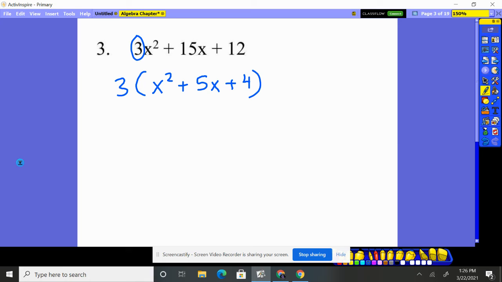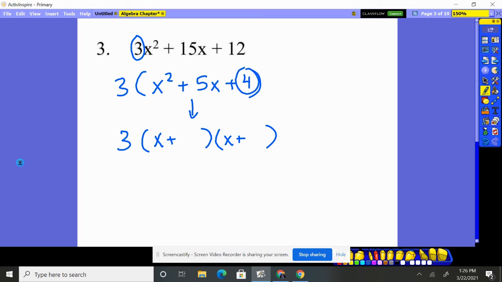So all I've got to concentrate on now is breaking this down into two binomials. Everything's addition again, so it's an x plus, x plus. We do have the 3 out front. Don't forget to bring it down. So now we just have to deal with this trinomial.